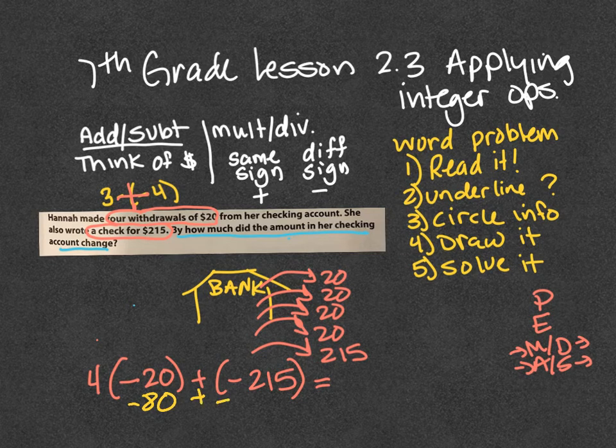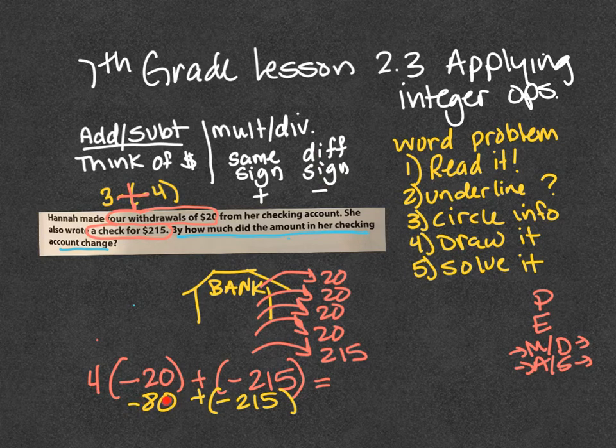Bring down what I didn't do. And that was a positive times a negative, right? That's how I got that negative sign, different signs, negative answer. So 4 times 20 is 80. They had different signs, negative answer.